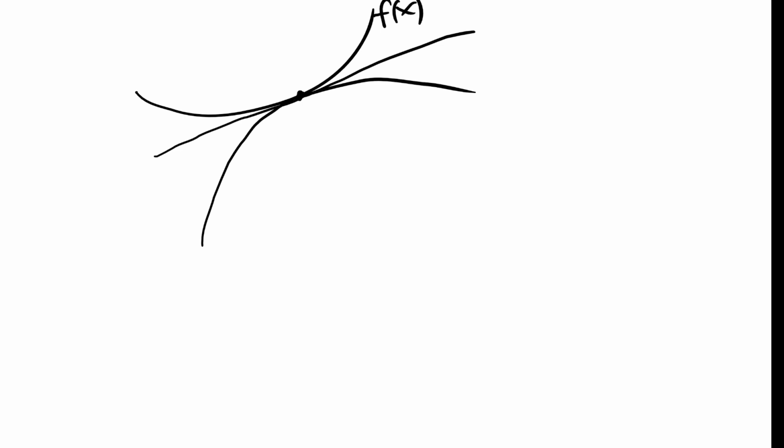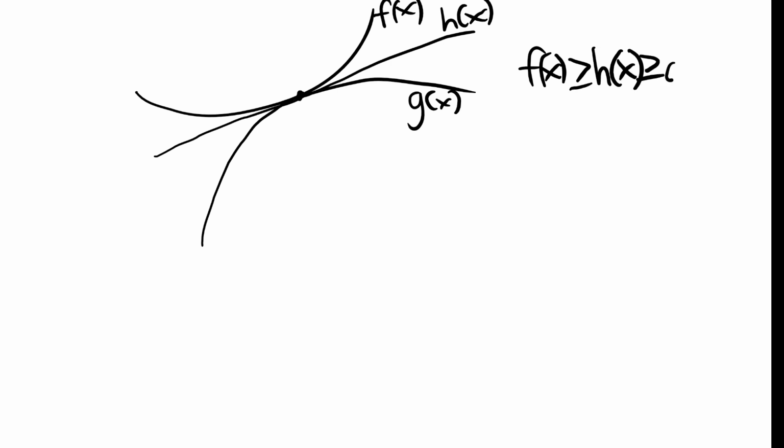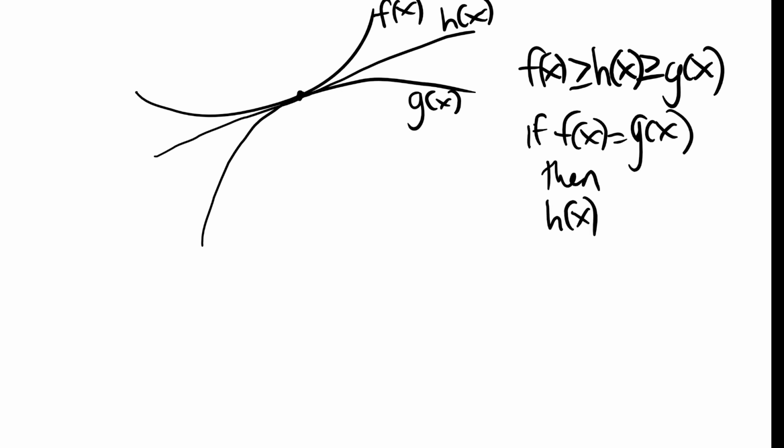Anyways, it says if you have two functions and one's always bigger than the other one, and if they meet at a point, it means that a function that's always in between the two functions must also be equal at that point. That's it. So what they say is they call this f of x, and they call this g of x, and maybe they call this h of x, the guy that's always in between. And they say for every value, f of x is greater than or equal to h of x, which is greater than or equal to g of x. Basically saying h is always in between f and g. And then they say if f of x equals g of x, then h of x also equals f of x and g of x, because it's in between them. That's the squeeze theorem.